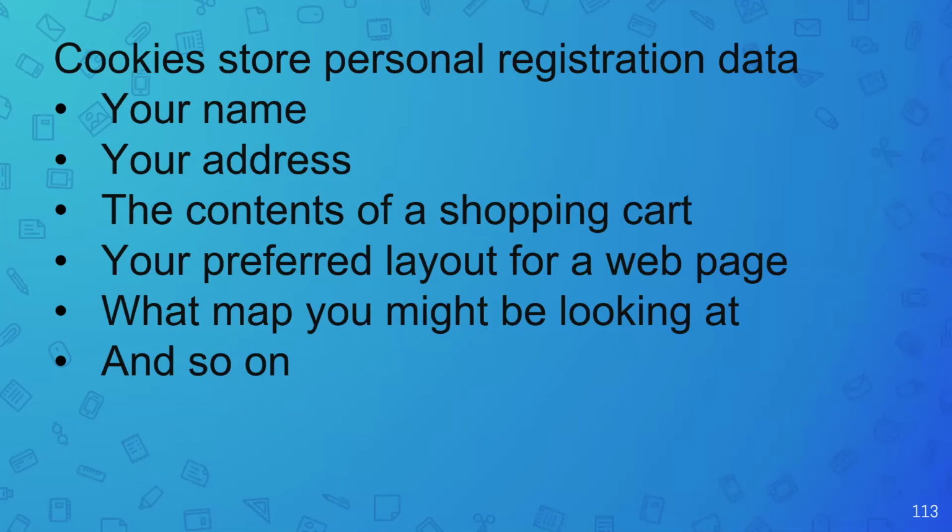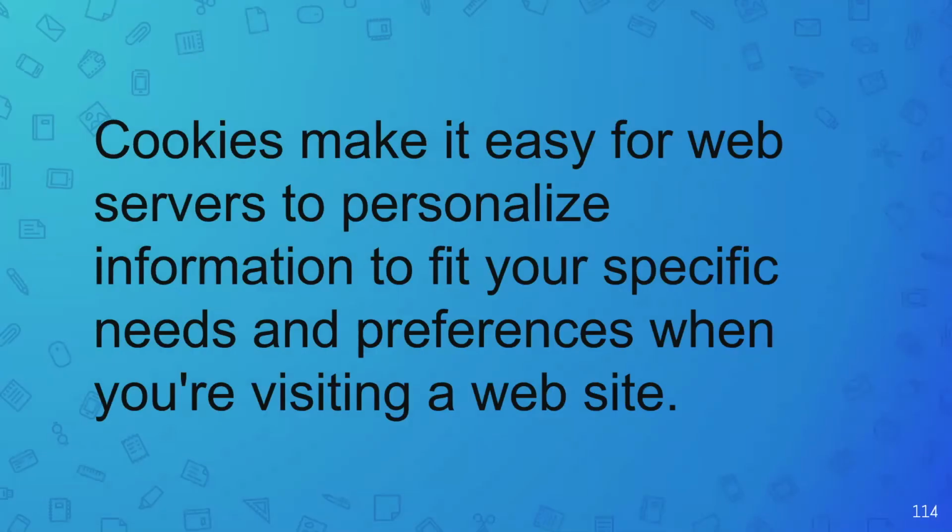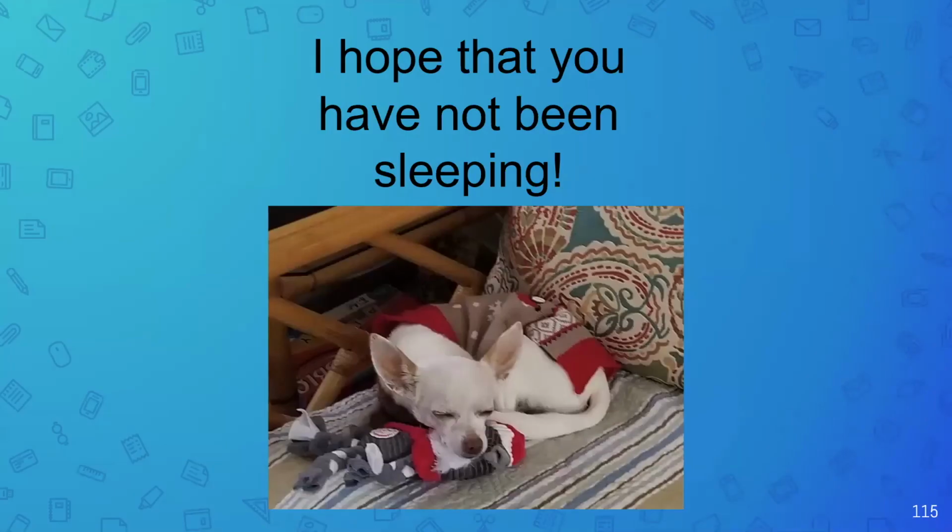So if you're on Amazon, or some website where you're placing an order, and you stop and just leave it, and then you go back to it a couple of days later, and it says, okay, you've got 3 items in your cart. You open the cart, and there they are. It's your cookie. Usually it's the cookies that save that information. Cookies make it easy for a web server to personalize information to fit your specific needs. Sometimes it might say, welcome back, Huey. We see that you were here last week, and did you find what you were looking for, and so on. And preferences when you're visiting a website.